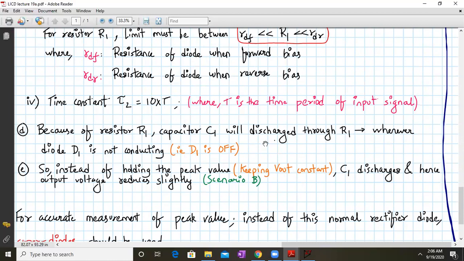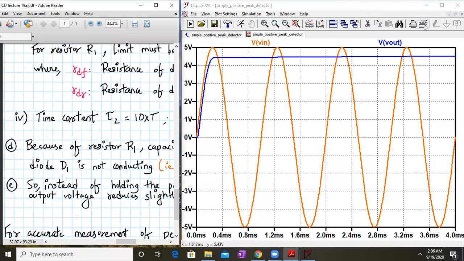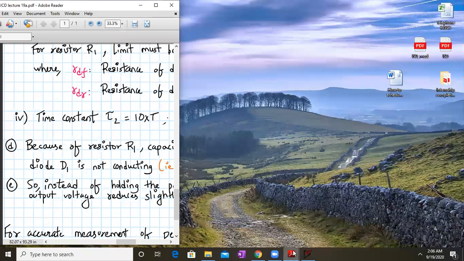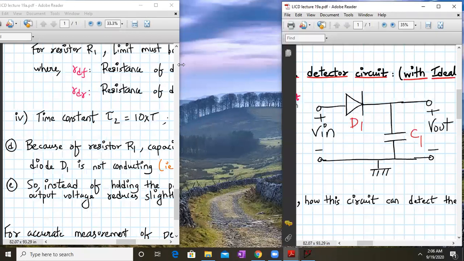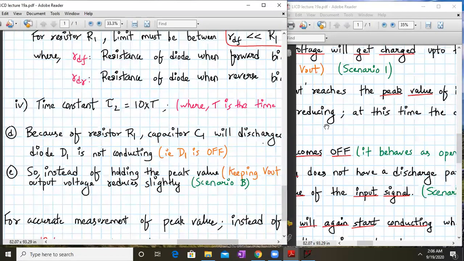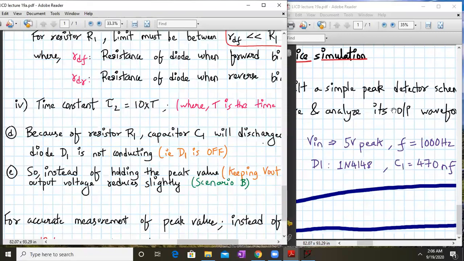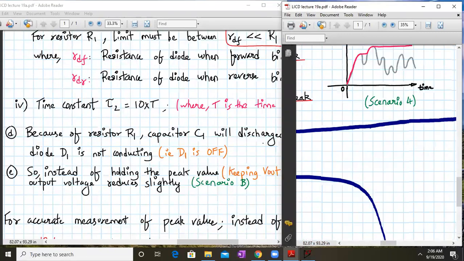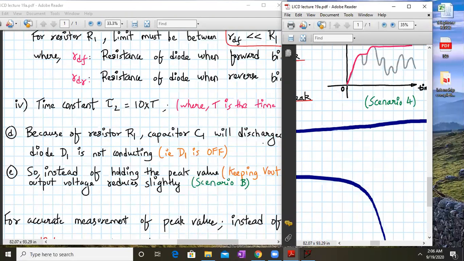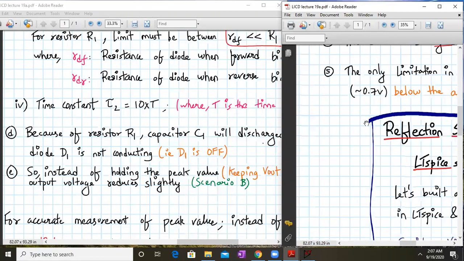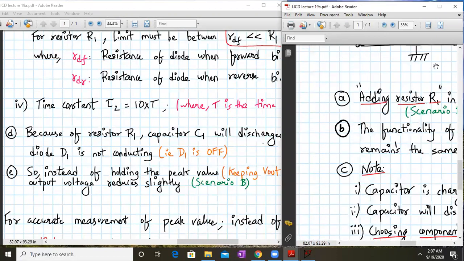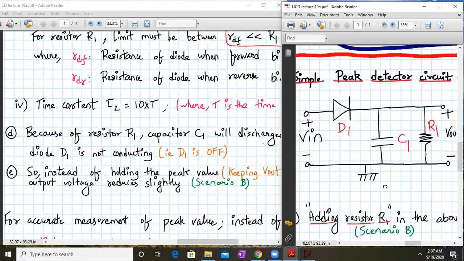As I've told you earlier, let me open up that other PDF which I've opened up. Okay, fine. Let me go to the earlier circuit where I have connected the resistor. Yeah, this is my circuit.